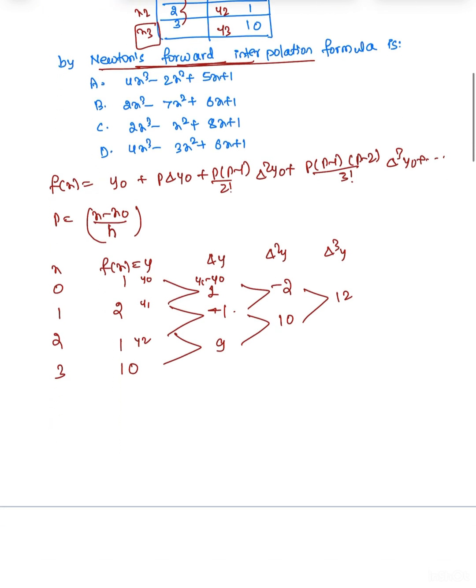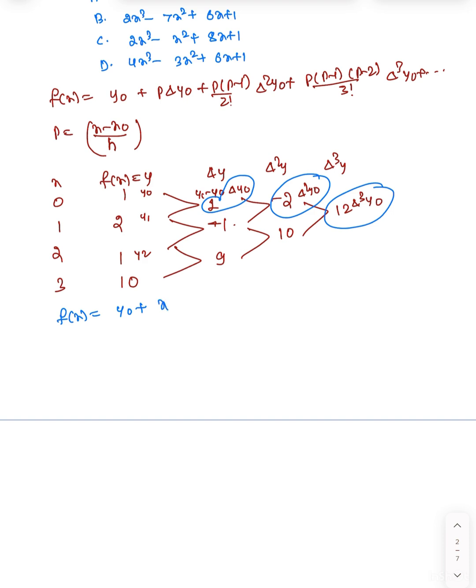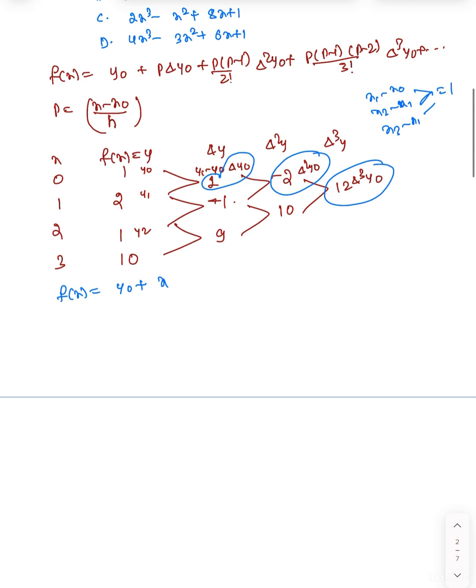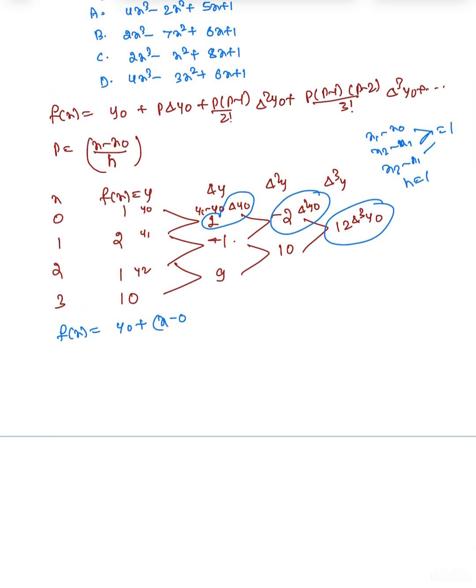Now substituting, this is nothing but delta of y naught, delta square of y naught, delta cube of y naught. Now f of x will be equal to y naught plus p, where p means x minus x naught by h. Here x naught is 0. What have they given? h is nothing but the step length, which is 1. So x1 minus x naught, x2 minus x1, x3 minus x2 are all equal to 1. Therefore h is equal to 1. So p is x minus 0 by 1, which is nothing but x. We take it as x only.